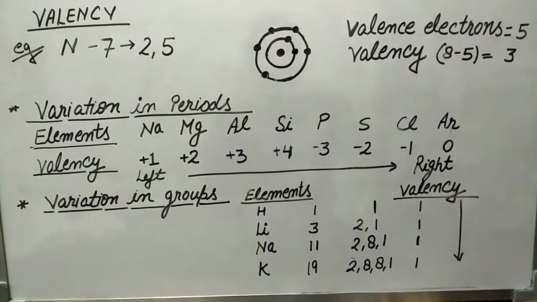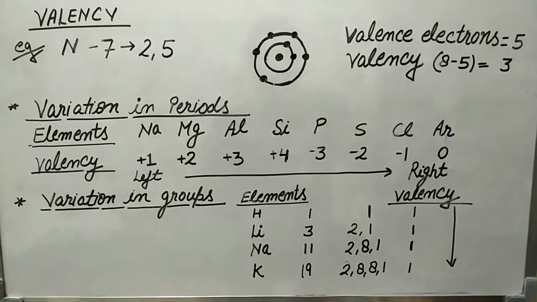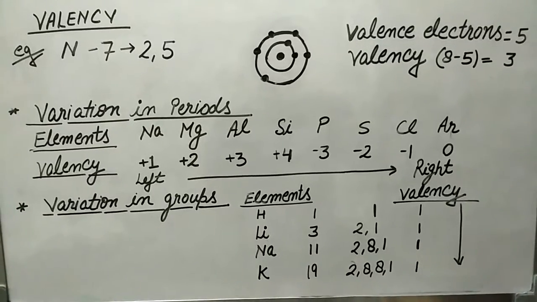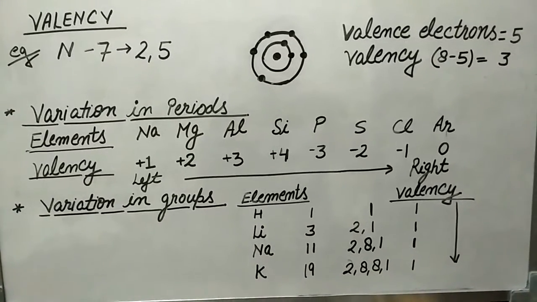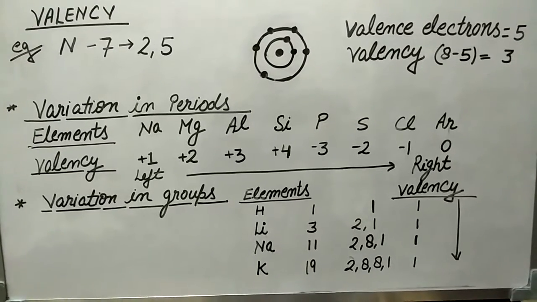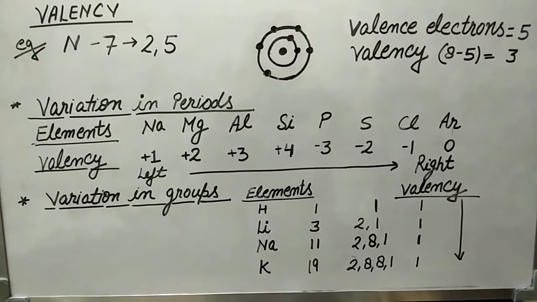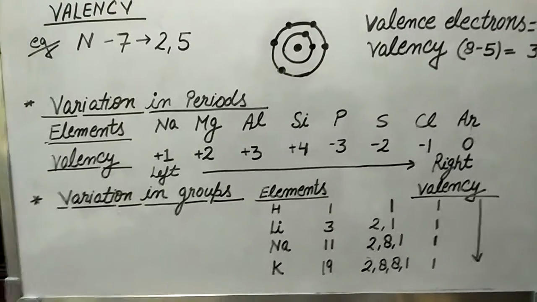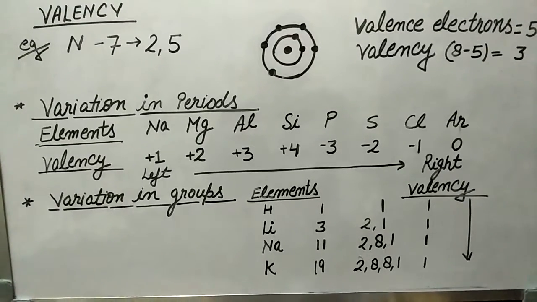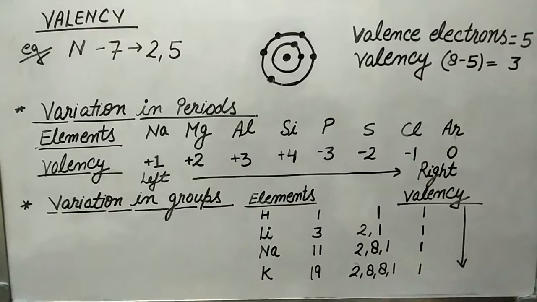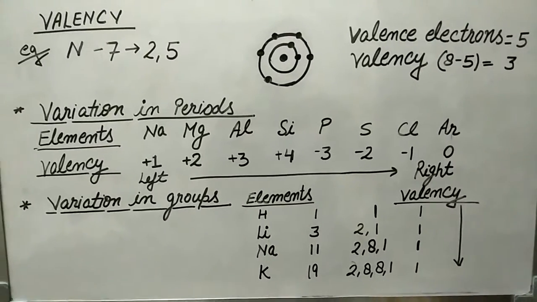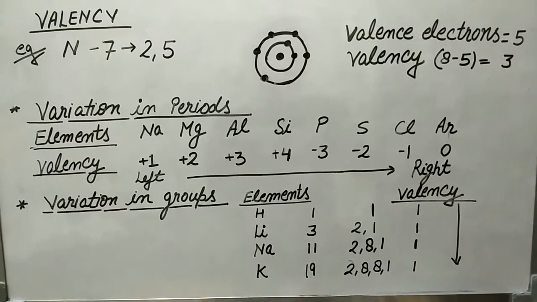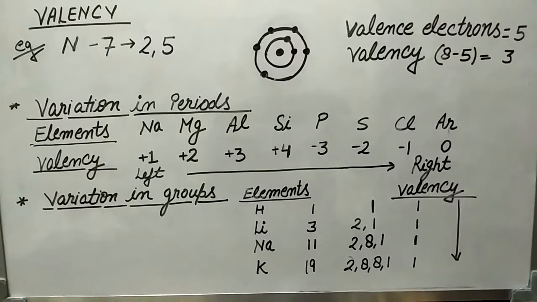Now variation in periods. Suppose we take the third period from the modern periodic table. The elements are sodium, magnesium, aluminum, silicon, phosphorus, sulfur, chlorine, and the last one is argon. We see that the valency of sodium is 1, magnesium 2, aluminum 3, silicon 4. The positive charge shows that they are losing electrons. After that phosphorus 3, sulfur 2, chlorine 1, and argon 0. So when we move from left to right in a period, the valency first increases from 1 to 4 and then it decreases to 0.